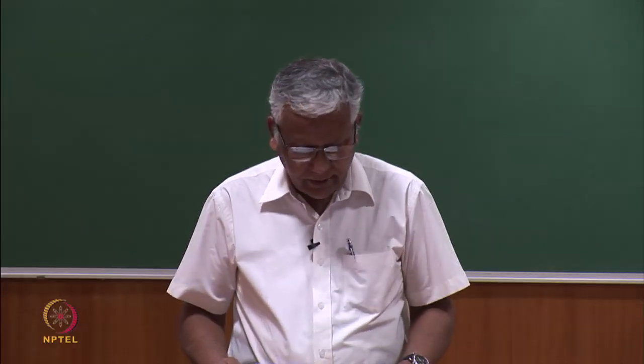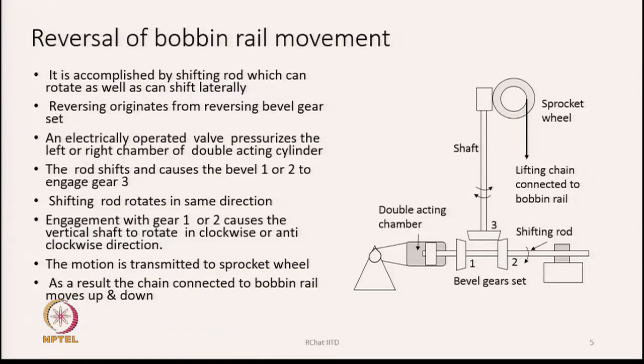Next comes the reversal of the bobbin rail movement. How is it accomplished? It is accomplished by a shifting rod which can rotate as well as shift laterally. In this diagram the shifting rod is shown here. The shifting rod can shift laterally, and at the same time it is always rotating in a given direction.